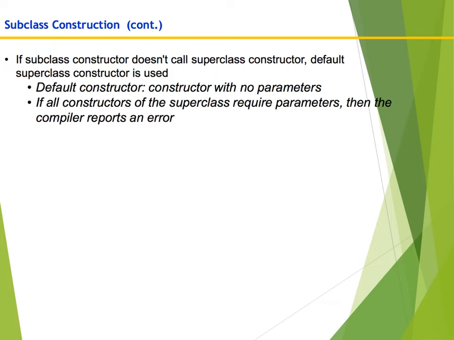If all the constructors of the superclass have parameters, and we don't define any constructor with no parameters in the superclass, then the compiler reports an error because the compiler fails to construct the superclass before constructing the subclass.